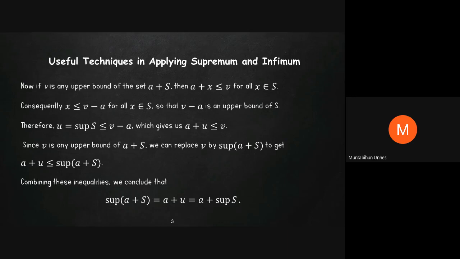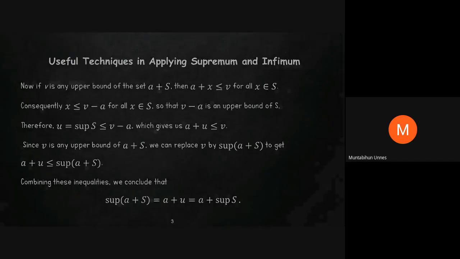Therefore, u equal to the supremum of S is less than or equal to v, which gives us a plus u is less than or equal to v. Since v is any upper bound of a plus S, we can replace v by the supremum of a plus S to get a plus u less than or equal to the supremum of a plus S. Combining these inequalities, we conclude that the supremum of a plus S is equal to a plus u, equal to a plus the supremum of S.